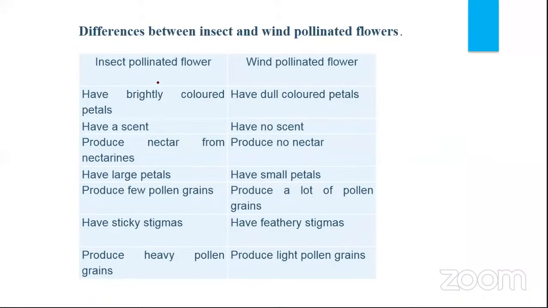Basically, you've given me all the answers. Insect pollinated flowers have brightly colored petals, the other ones are dull colored. Have a scent, no scent. Produce nectar from nectaries, produce no nectar. Have large petals, have small petals. Produce few pollen grains, produce a lot of pollen grains. Then have sticky stigmas, have a feathery stigma. Produce heavy pollen grains, produce light pollen grains. So people have been able to give me all those differences between the insect pollinated flowers and the wind pollinated flowers.